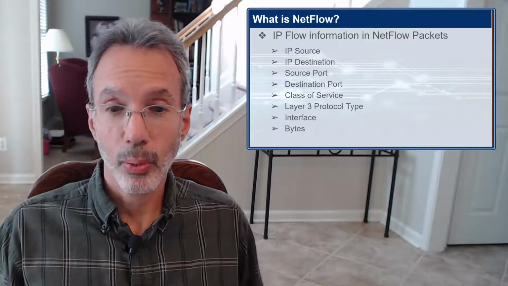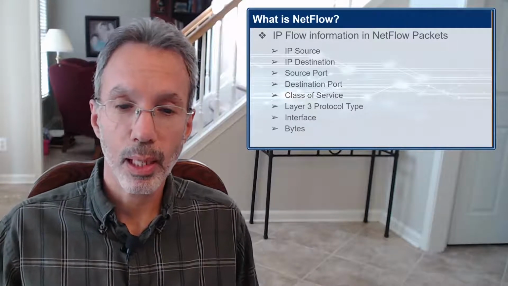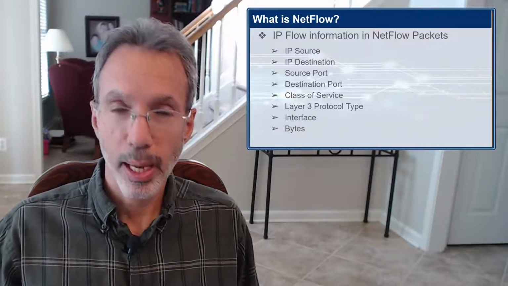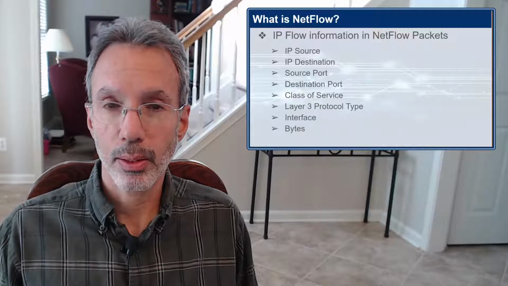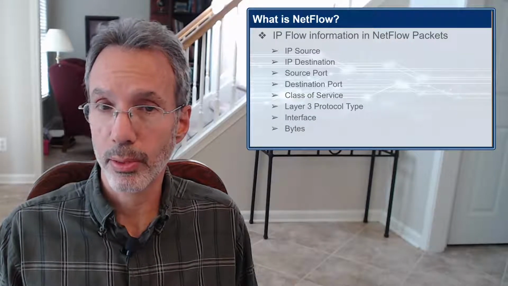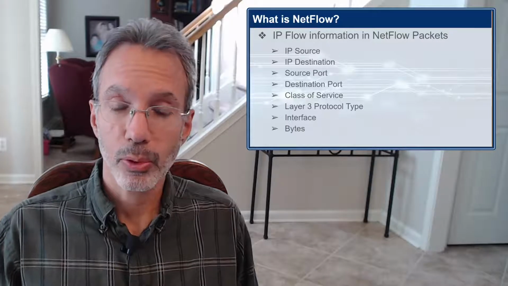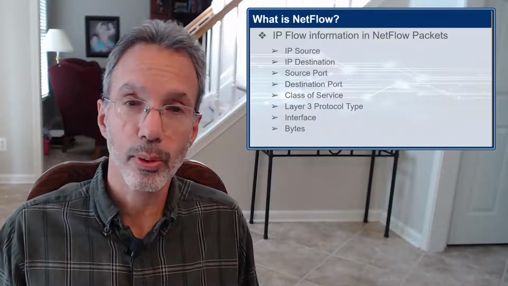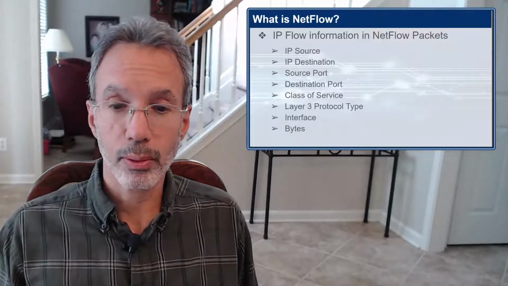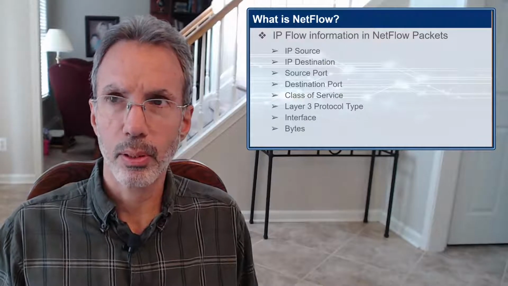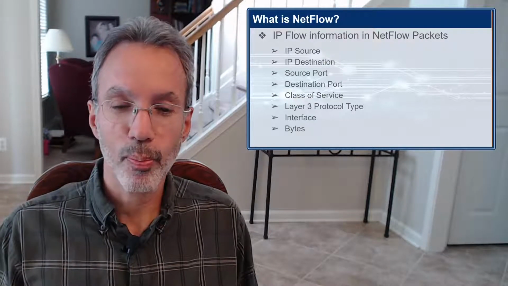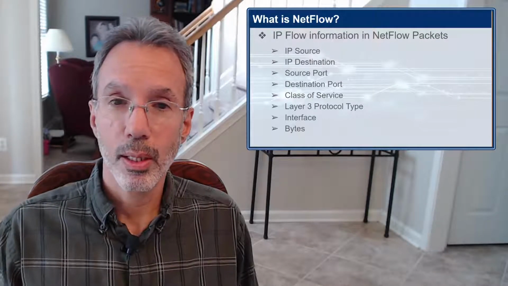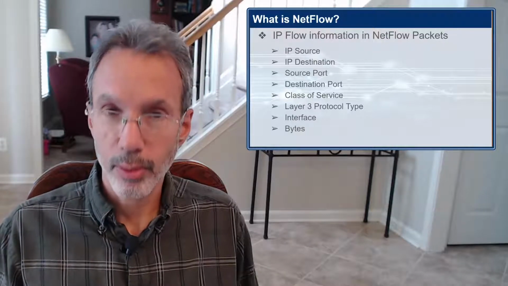So what is NetFlow? What kind of information do you get? Well, you get IP flow information in NetFlow packets. So basically, when a packet gets to a router or a switch, then that router, for example, is going to determine what it is going to do with that. Is this something it's supposed to be routing? And if it is, it will take this information that you see here: IP source, IP destination, the source port, the destination port, the class of service, the layer 3 protocol type like TCP, ICMP, not a network engineer. Interface, bytes, so it looks at how many bytes were transferred. It takes all that information, and then it puts that in a cache, and then it sends it on.